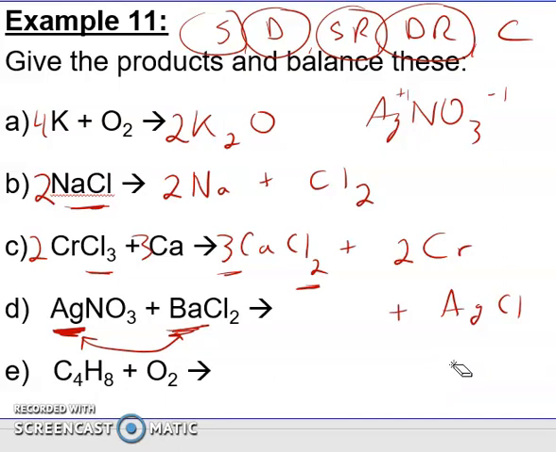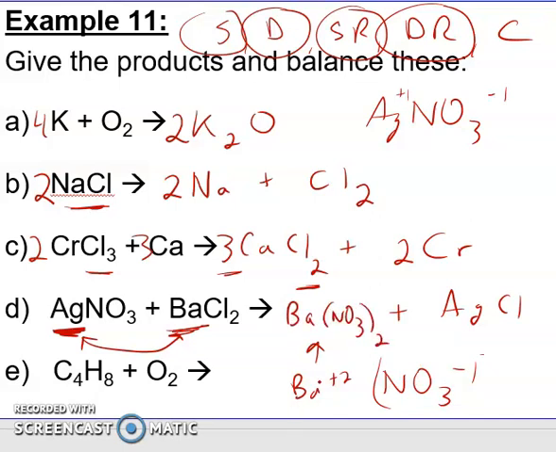All right, now when I do the same thing with my barium that replaces the silver, it's going to go here. My barium is a +2 charge on the periodic table. The nitrate is a -1 charge. You would require 2 nitrates for every 1 barium because you have a -1 on each nitrate. So I'm going to write this as Ba(NO3)2, with a 2 down here, just like so. All right.